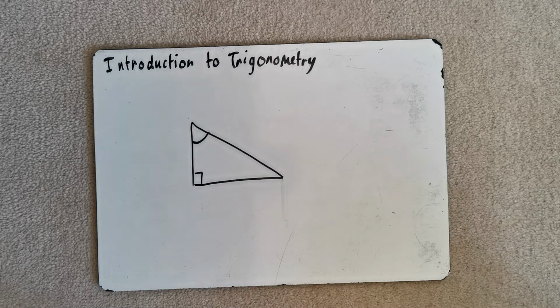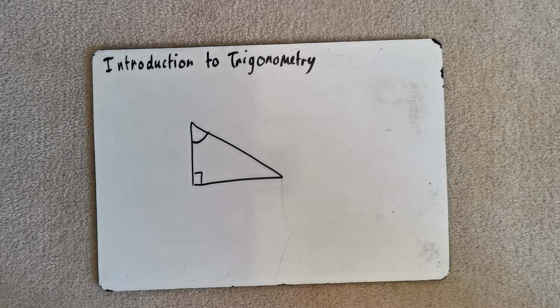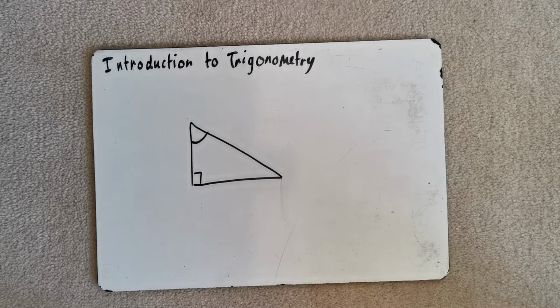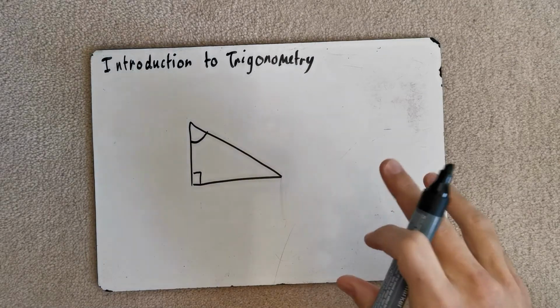Okay, so you've done Pythagoras. Now is the time to introduce you to the other thing that we use with right angles, and that's trigonometry. You might have heard of that before. Sounds quite complex. It isn't really, to be honest, once you get the hang of it.